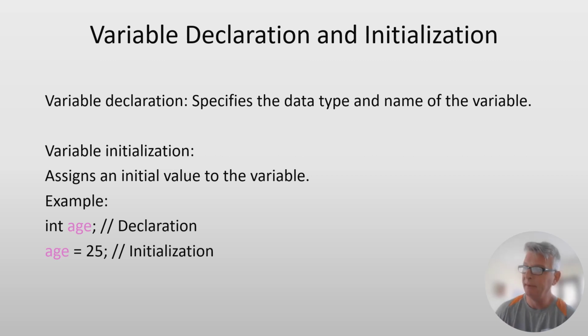So here you can declare just plain old declaration of age, okay? And then later in your program, if you don't forget, you can declare age 25 or initialize it. So you declare it, it builds it in memory, and then you initialize it by giving it a value.